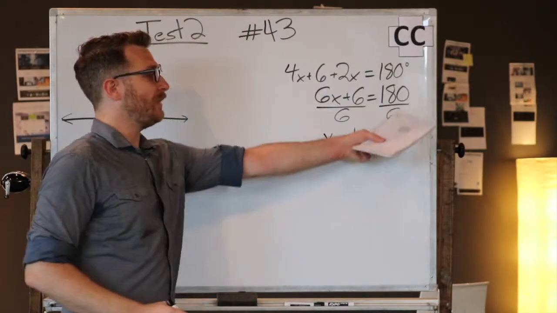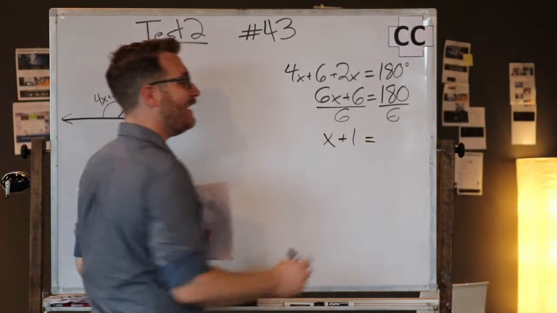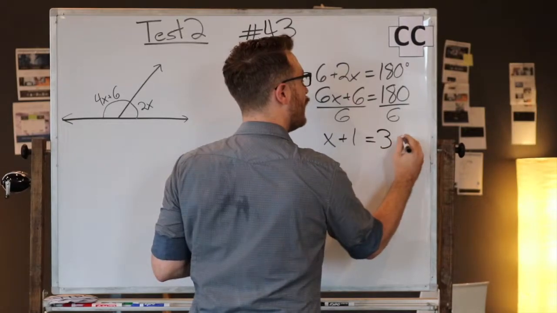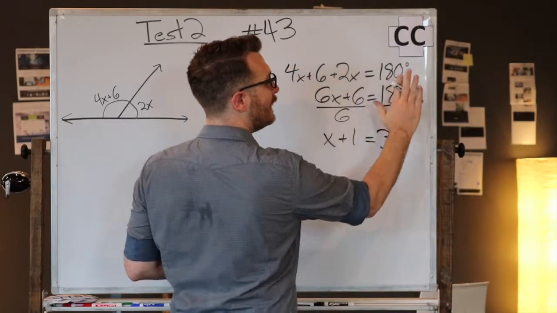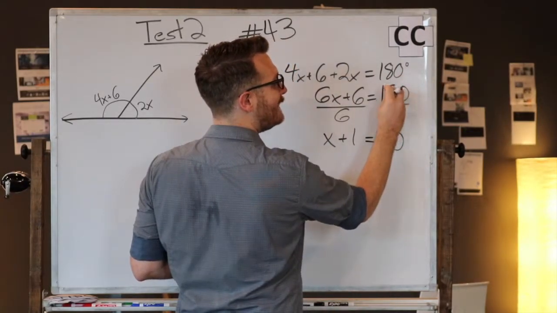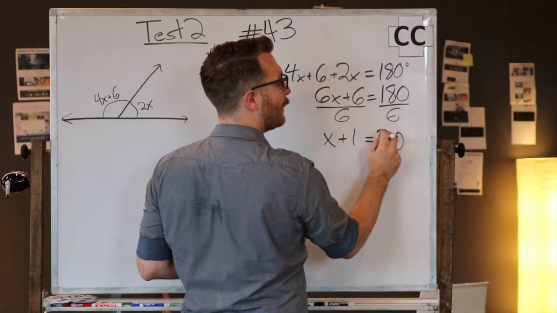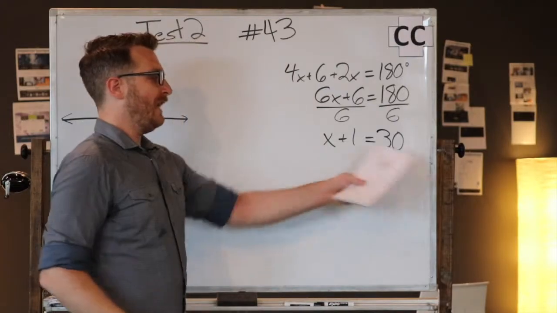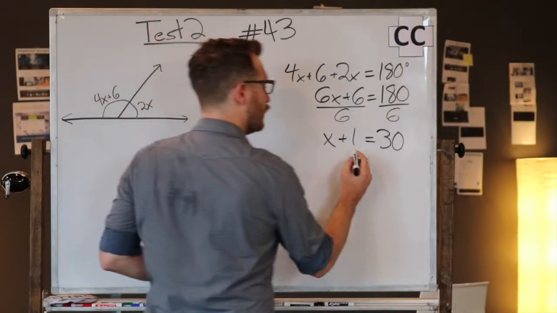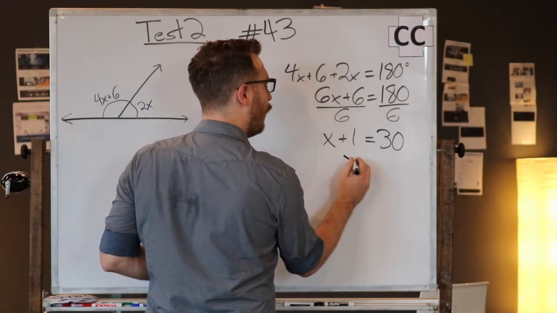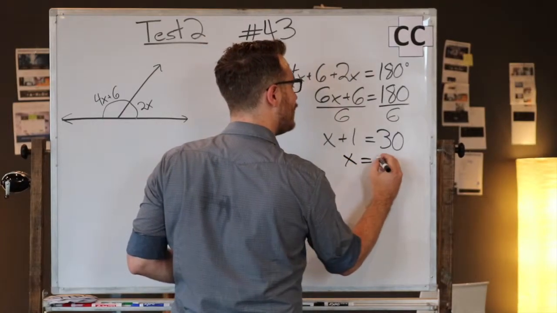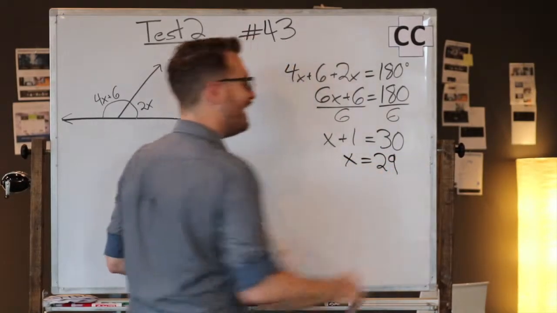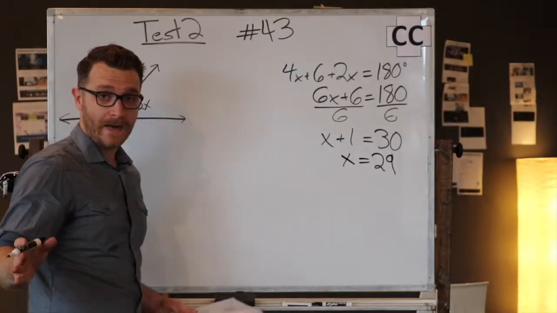You can type this into your calculator if you need to. 180 divided by 6 equals 30. The way I did that in my head is I just pretended that 0 wasn't there, and I thought 18 divided by 6, I got 3. And I have to remember the zero, carry it over, and I have 30. So I have x plus 1 equals 30. We're going to subtract 1 from both sides. x equals 29.